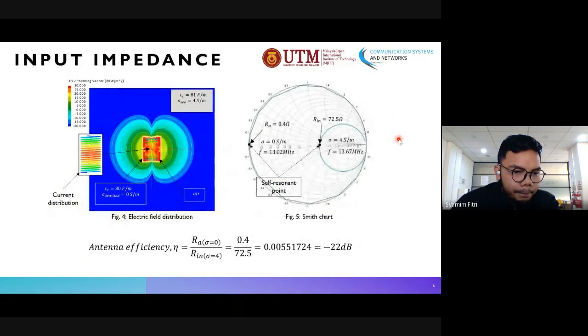Next for the input impedance. Here I show you the electric field distribution and the Smith chart. In this Smith chart, due to variations in conductivity, it is demonstrated that when conductivity rises, the input resistance rises as well. Then the value from this Smith chart was used in this equation to compute the antenna efficiency, which we get is minus 22 decibel.